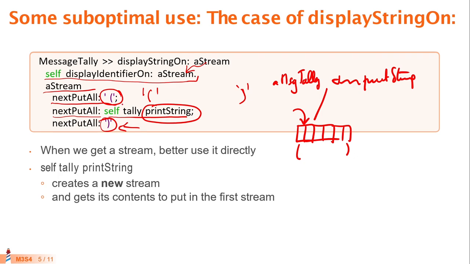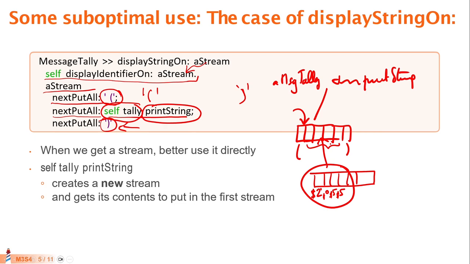And to compute the tally, which is basically a number, I send printString again. So this means that to be able to fill up this stuff, the system is creating yet another stream. So if my number is, I don't know, 2055, it will say 2055 as a string. So it will put the character 2, the character 0, the character 5, the character 5. And then it will copy this into this place.